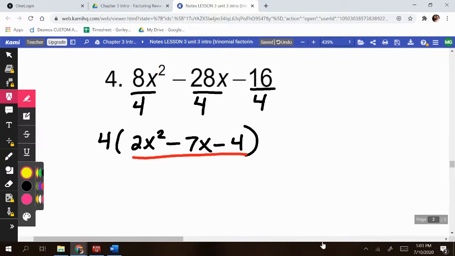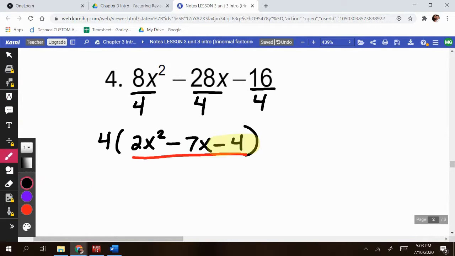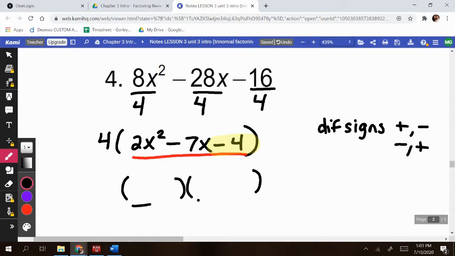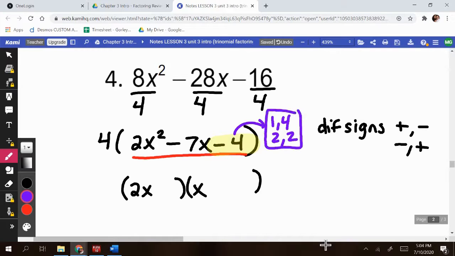So look at your C value. We have minus 4 there. So I know that we are going to be using different signs. So either plus minus or minus plus. And we'll set up the parentheses for that. We know first times first has to give me 2x squared. So I'm going to use 2x and x. And last times last has to multiply to give me 4. So that would be 1 and 4 or 2 and 2.